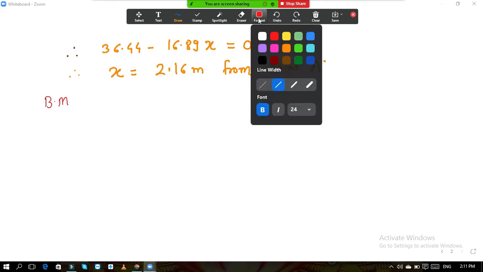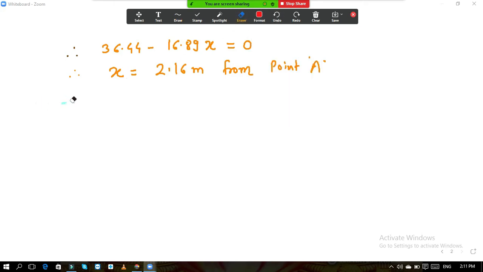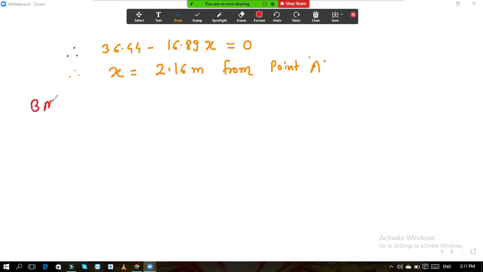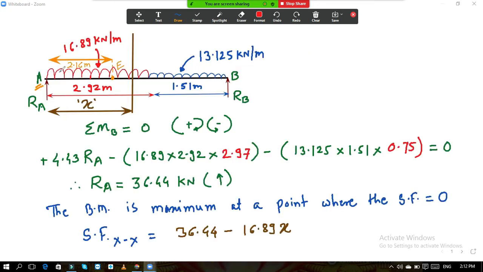Bending moment at point E is equal to. Now if I consider the left hand side equilibrium, then how many forces are there? I will remove this section for your understanding. Okay, I will remove this X also. We can consider right hand side equilibrium or left hand side equilibrium, so we will go for left hand side equilibrium. From point E, what is the distance of RA? It is 2.16.